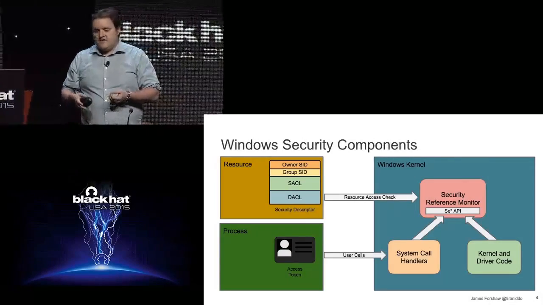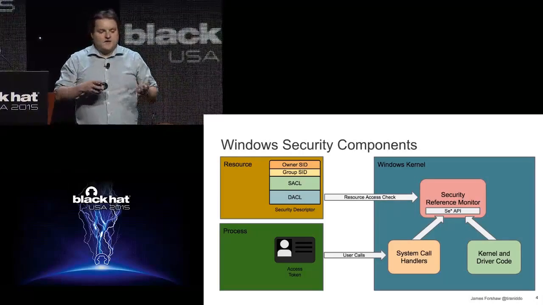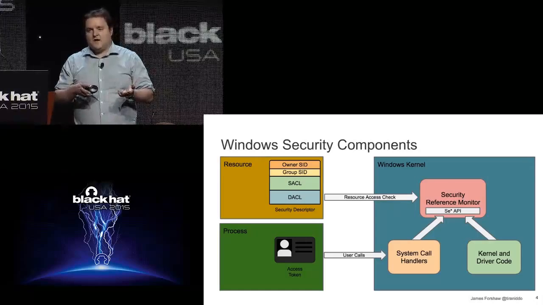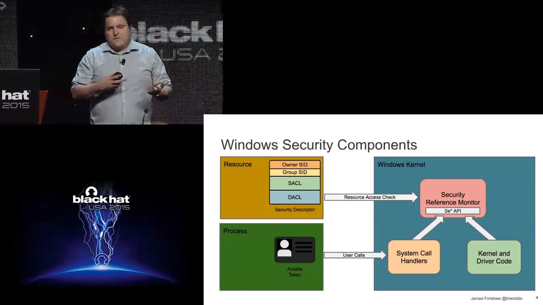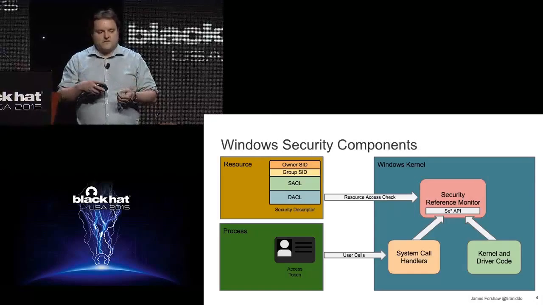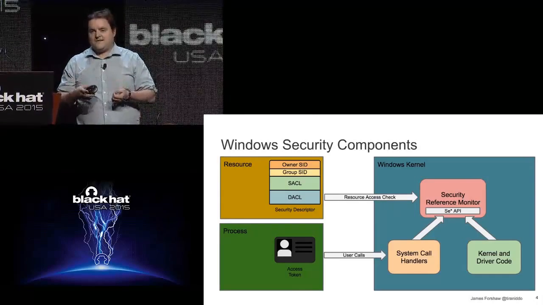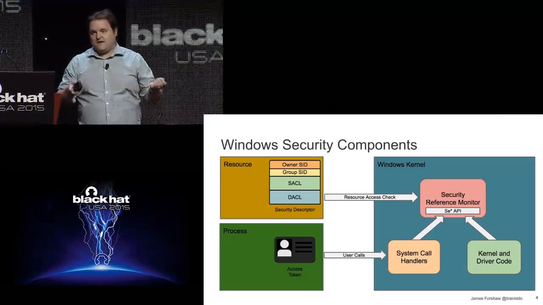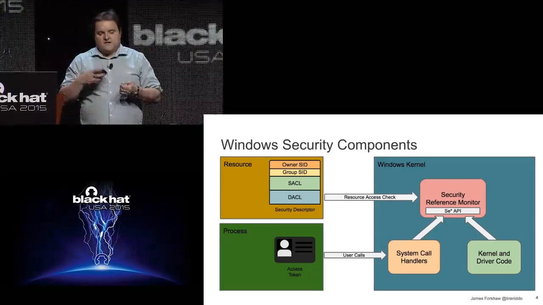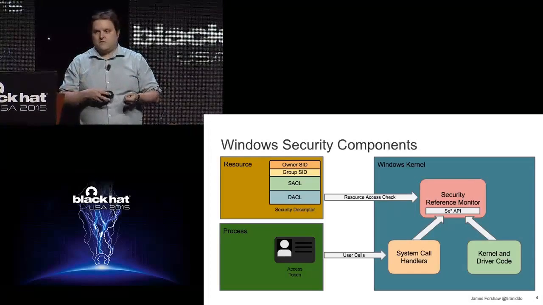Now, Windows is actually a reasonably complicated security architecture, but you can break it down to three main parts. The first part is each resource, say a file or a process, has some sort of security associated with it, which defines who is allowed to access it and what they're allowed to do once they do access it. This is stored in something called a security descriptor and contains various bits of information about the securable resource and what you're allowed to do with it.